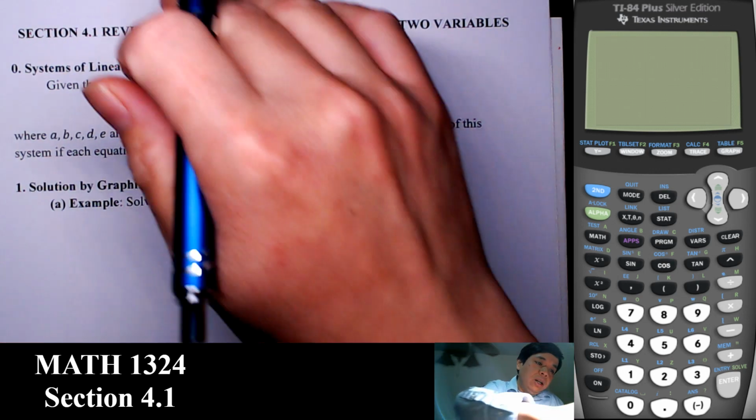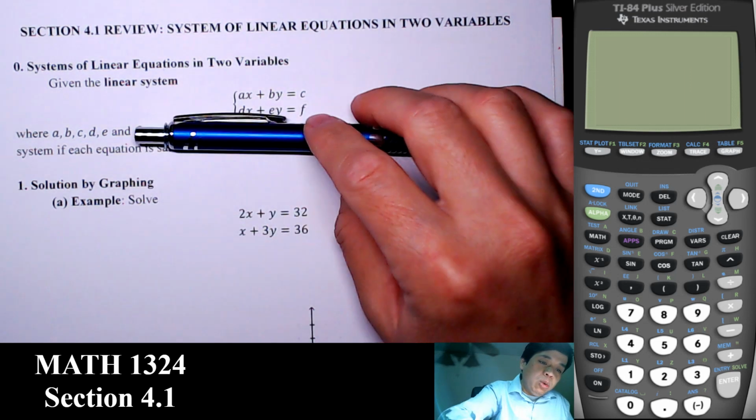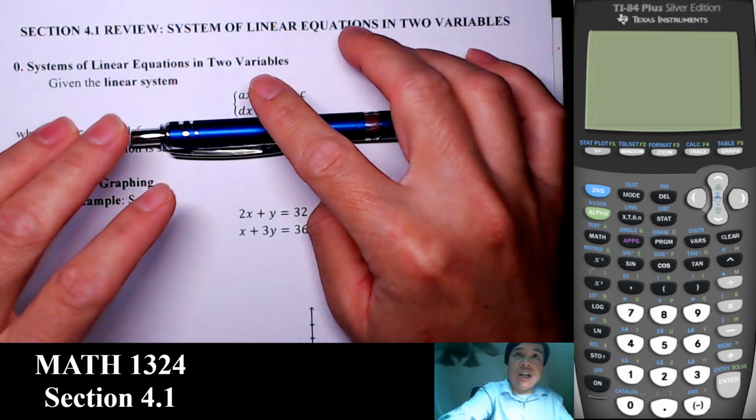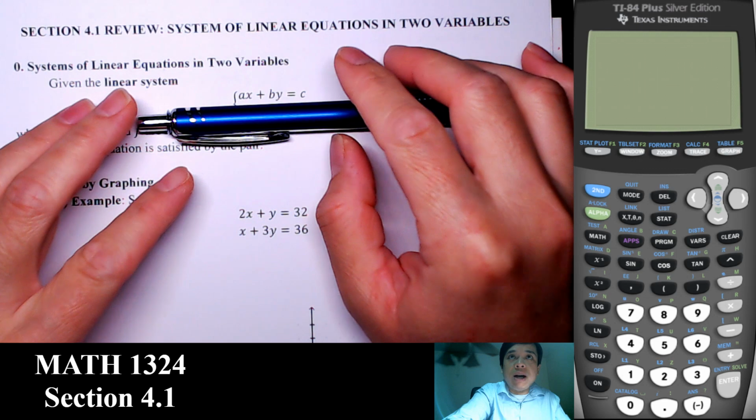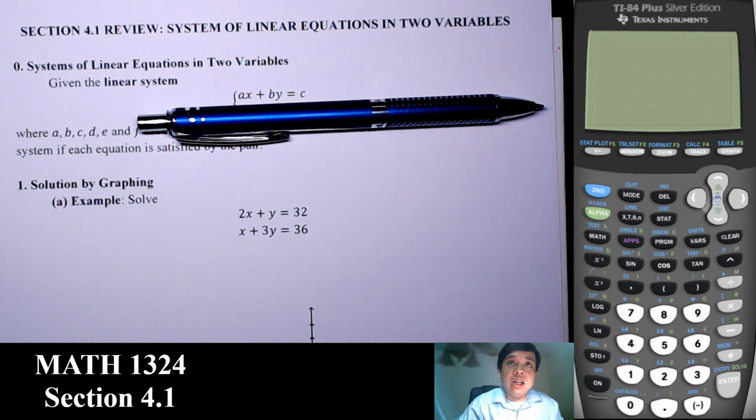In this section, we just review systems of linear equations in two variables. So a linear equation, we have just x and y that are raised to the first power. So it's like that, it is a linear equation.